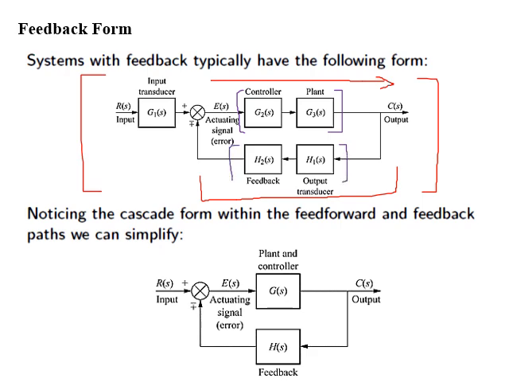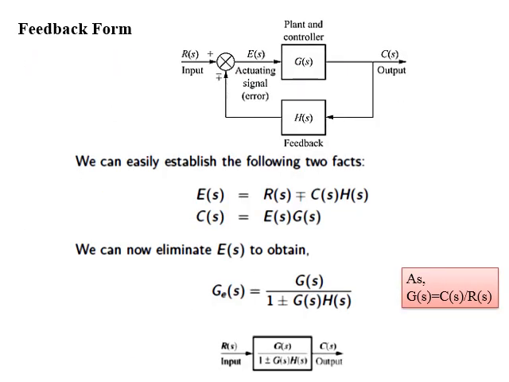For the feedback path it is H of S, and for the forward path it is G of S. And this is shown in the second figure of the slide. Dear students, after applying cascade form, now we know that error is equal to input signal minus plus the output of the feedback system H of S, which is equal to C of S into H of S.